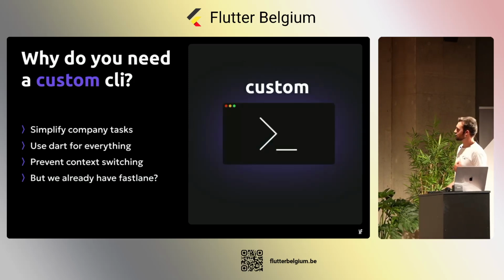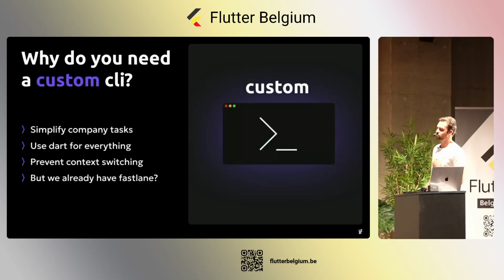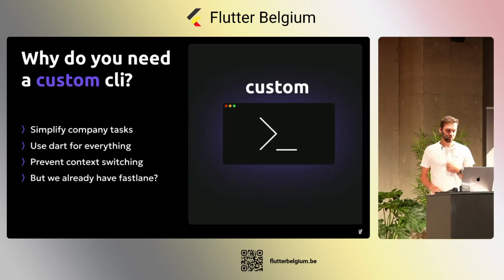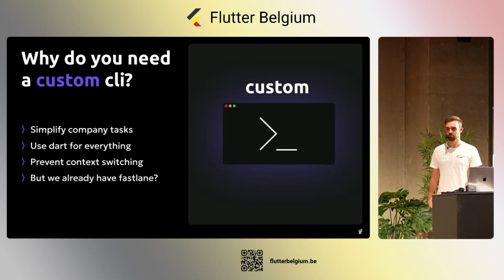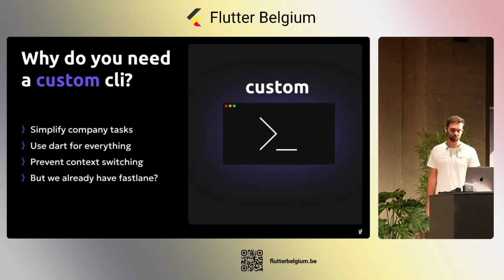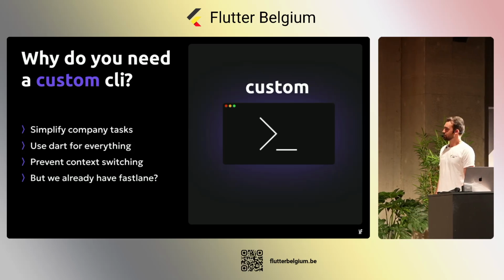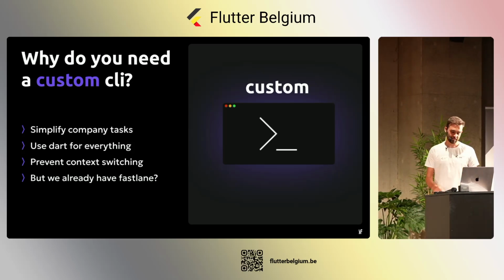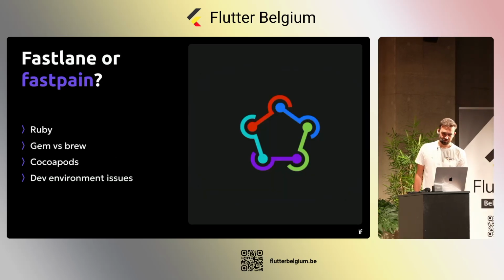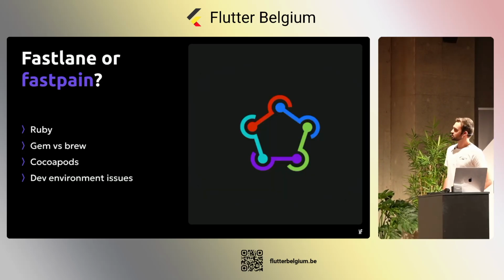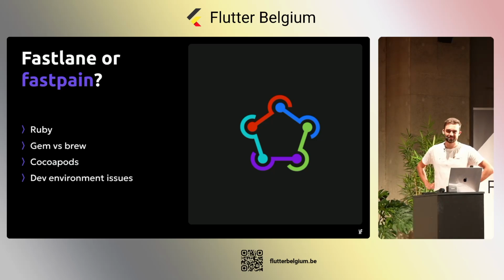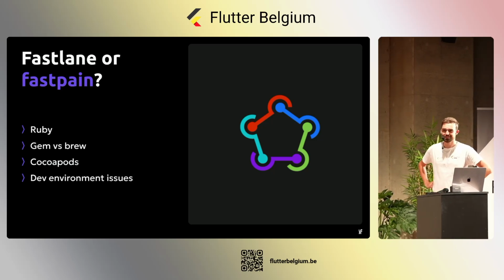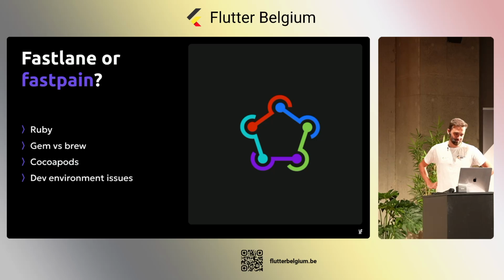So you would say, okay, a custom CLI for mobile development, but we already have Fastlane. Fastlane is already basically a CLI that you can call. So why do we need a custom CLI? And I would say that Fastlane is not Fastlane, but Fastpain. And I will explain to you why. I think everyone who laughed will know what I mean.